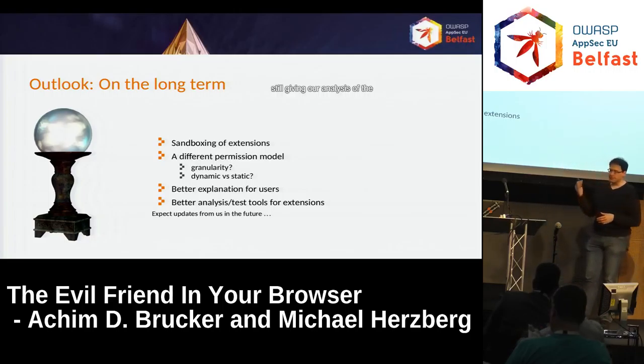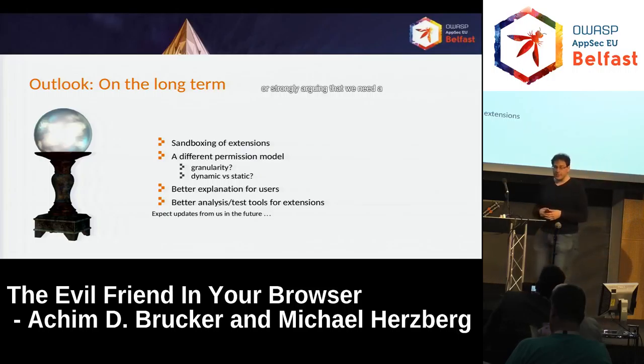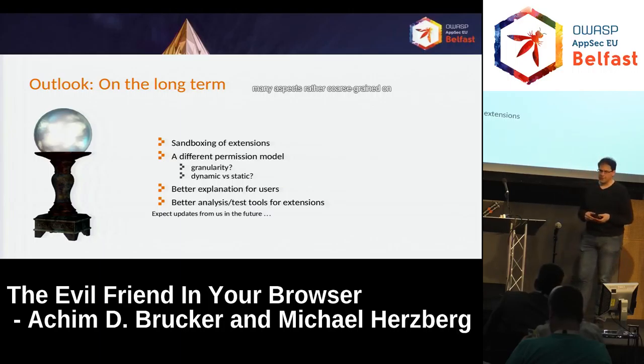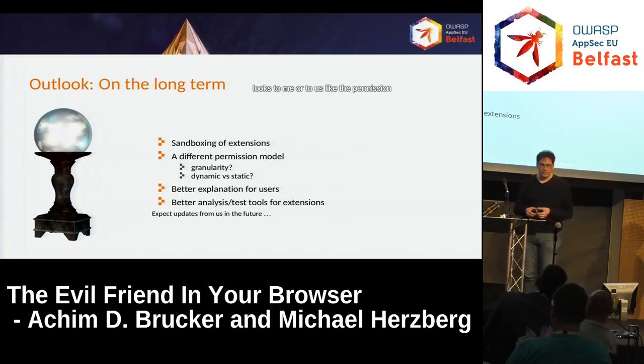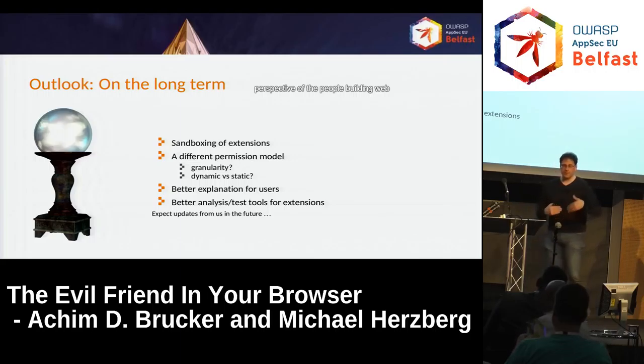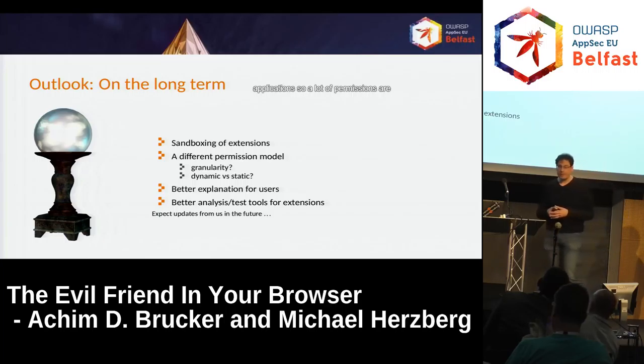But still, given our analysis of the permission model, we are strongly arguing that we need a better, new permission model. The current granularity is in many aspects rather coarse-grained on the one hand, while it feels rather fine-grained on the other. Clearly, it looks to us like the permission model is being designed from the perspective of the people building web browsers, but not from the perspective of the people actually building web applications.